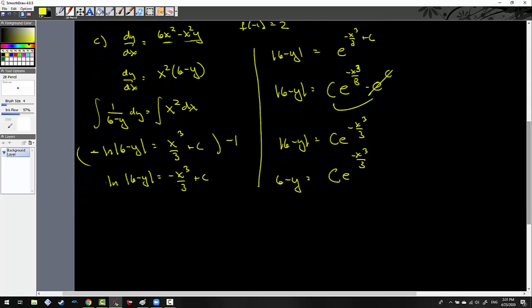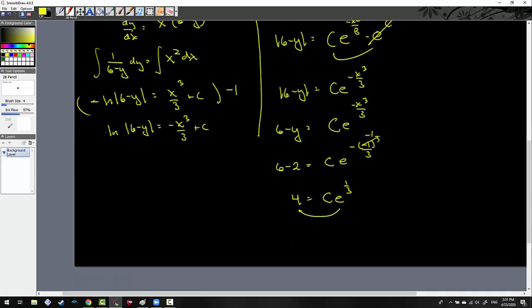Once I get to here and all the absolute value nonsense is out of there, now I feel comfortable solving for c. So that means that 6 minus 2 is equal to c e to the negative 1/3. So if I solve for c, 4 equals c e to the, that's going to be negative 1, so negative 1/3. If I divide it over, I get 4 over e to the negative 1/3 equals c, or I can call it 4e to the 1/3.